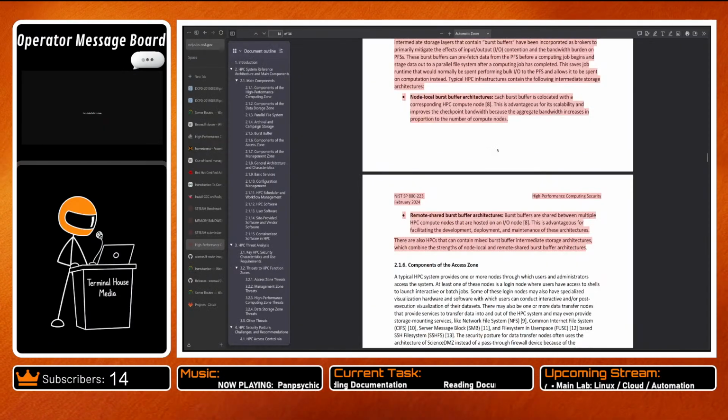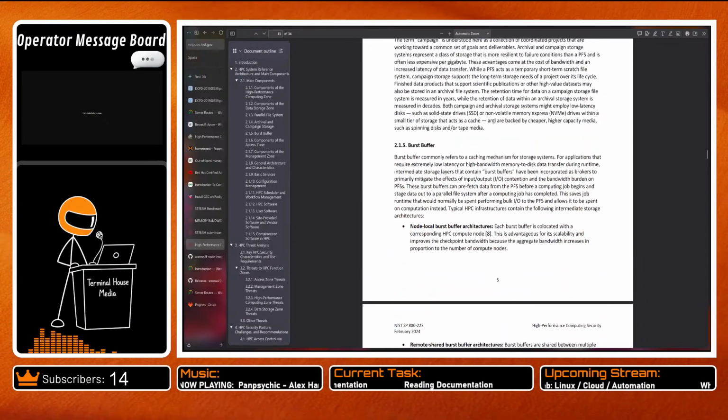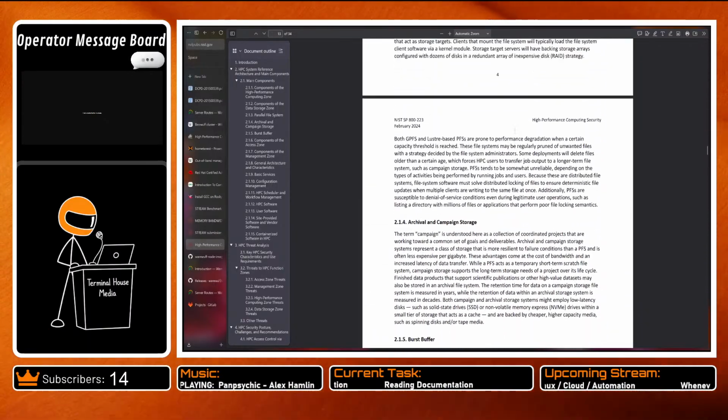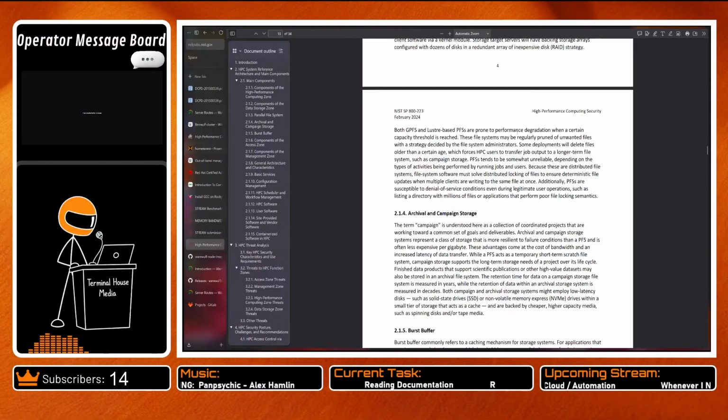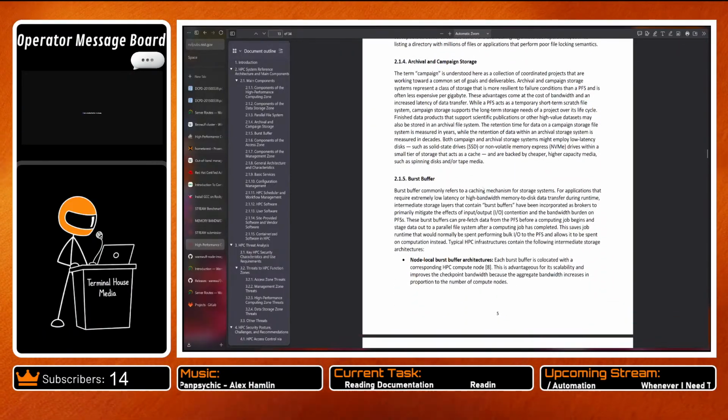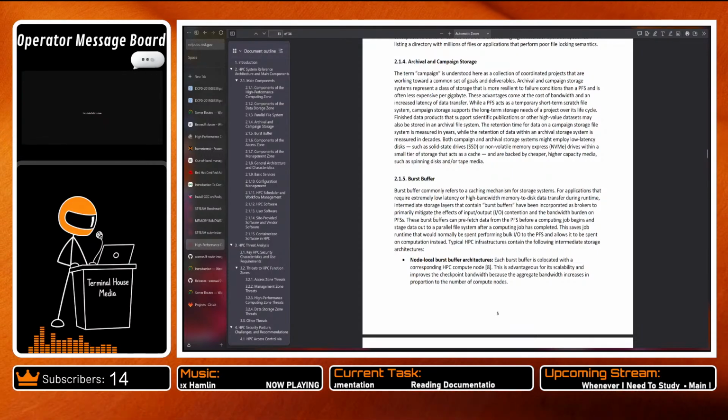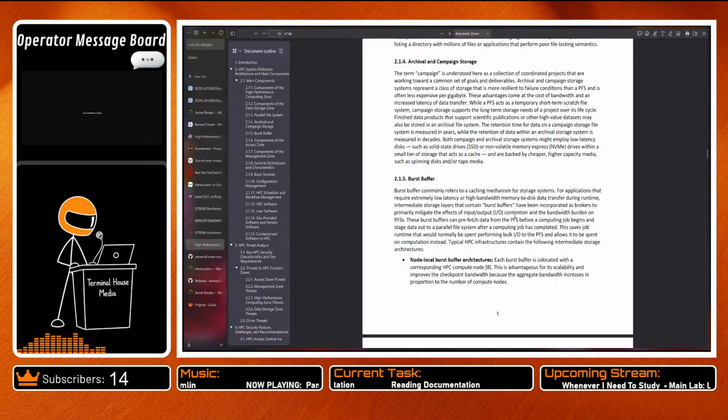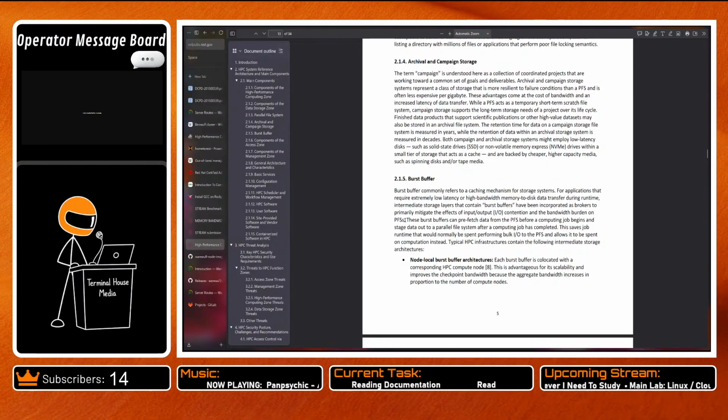Interesting. Now the question becomes, does that get used for campaign file systems? Burst buffers have been incorporated as brokers to primarily mitigate the effects of input-output contention and the bandwidth burden on parallel file systems.